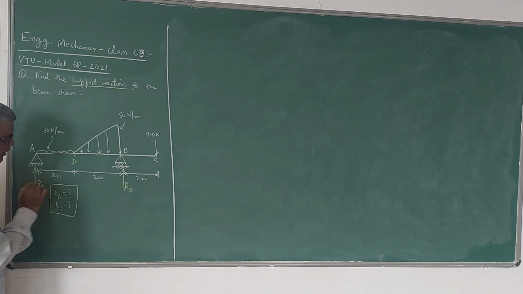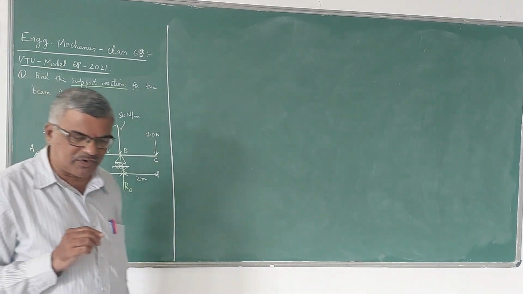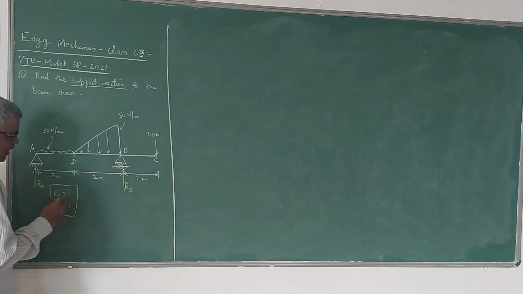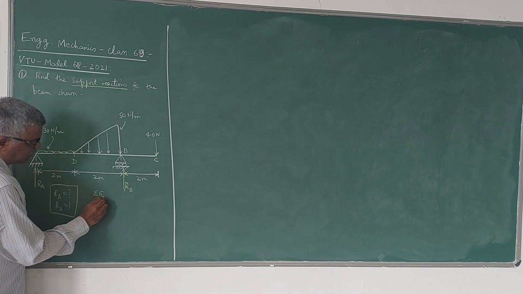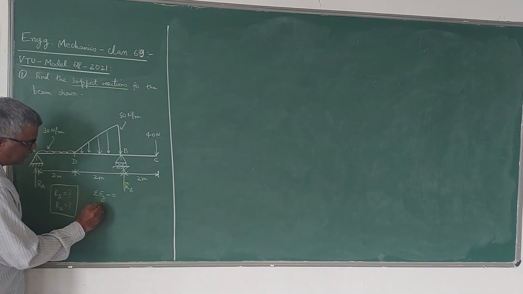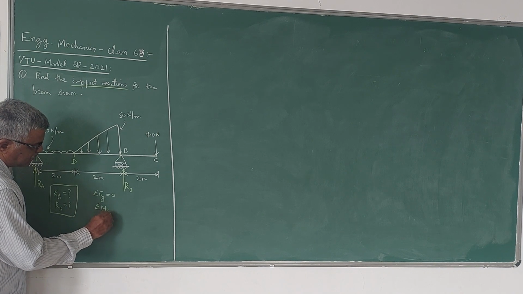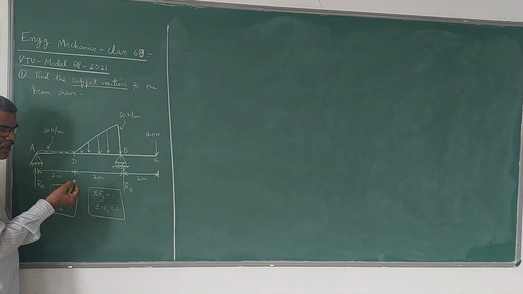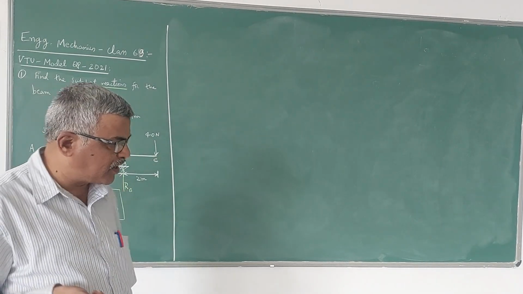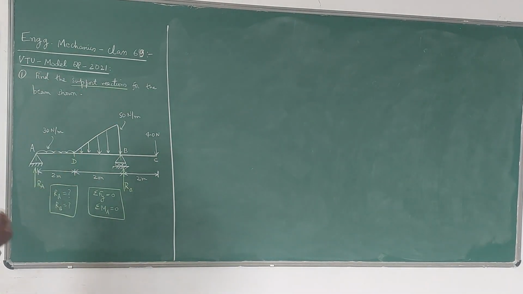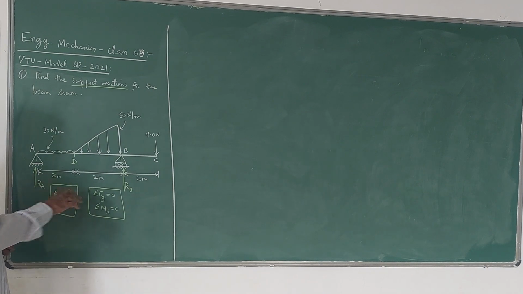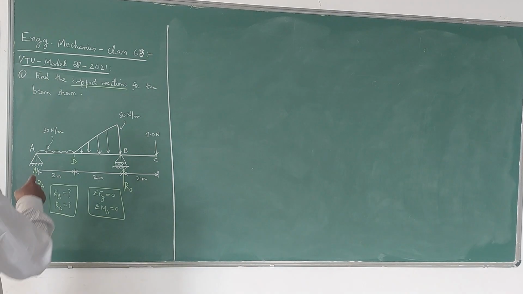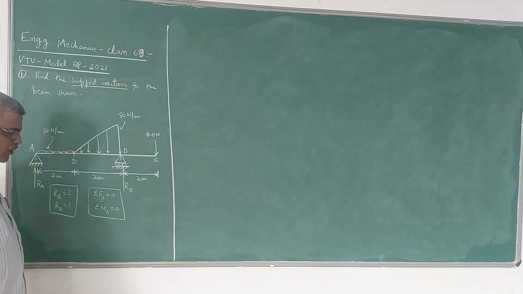For that we need to use the equilibrium equations. Since only two unknown reactions are there, we can use two equations of equilibrium: sigma Fy equal to 0, and sigma Ma equal to 0 or sigma Mb equal to 0. Sigma Fx equal to 0 is not required here because there is no inclined load and there is no horizontal reaction. Now before using these equilibrium equations, let us transform these loads into equivalent point loads.